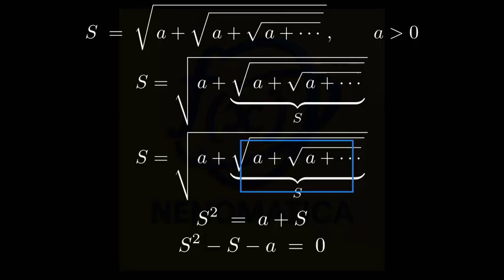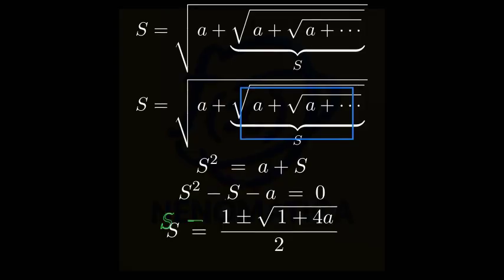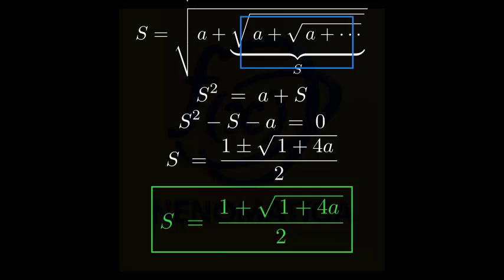This is a quadratic equation in s. We can solve it using the quadratic formula. So s equals 1 plus or minus the square root of 1 plus 4a, all over 2. Which root should we take? Since a is positive and s is a nested radical, s must be positive. Therefore, we keep the plus sign and discard the negative one. For intuition, let's try a equals 2.